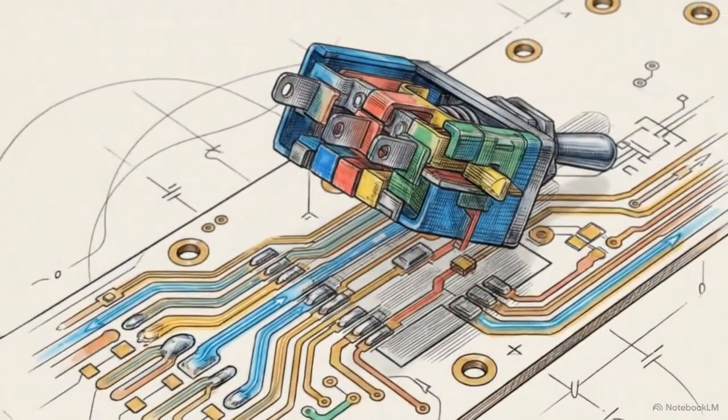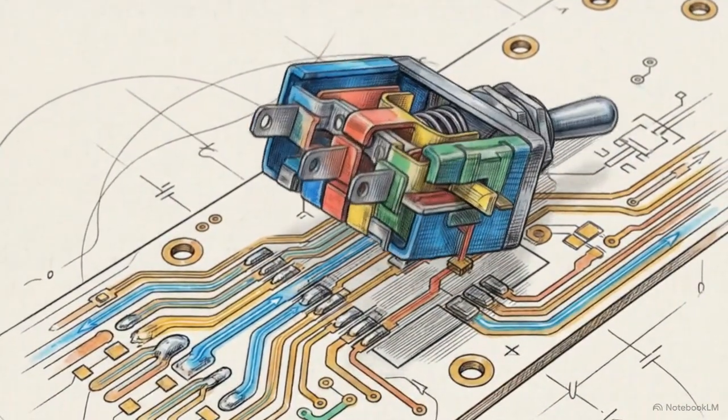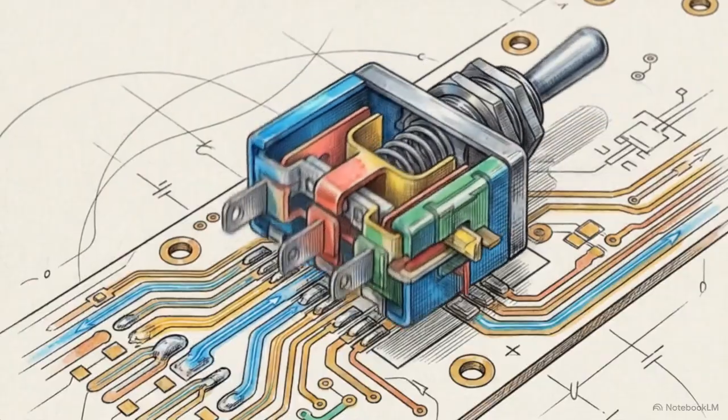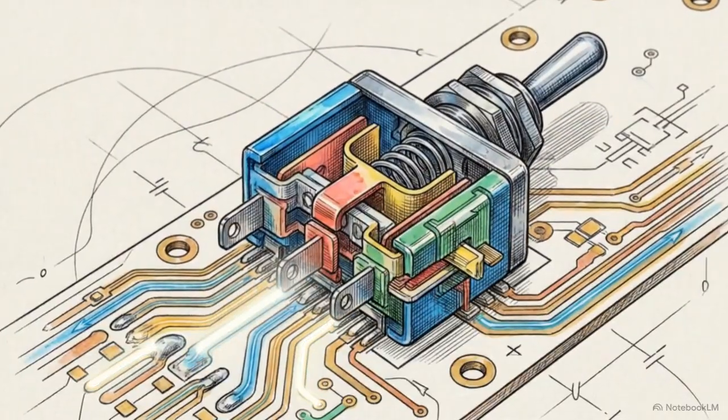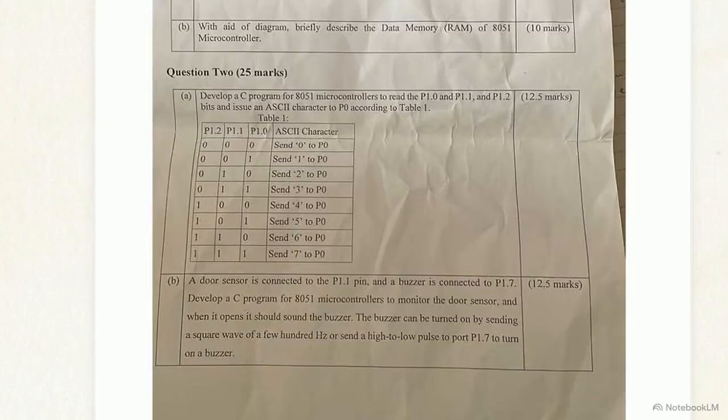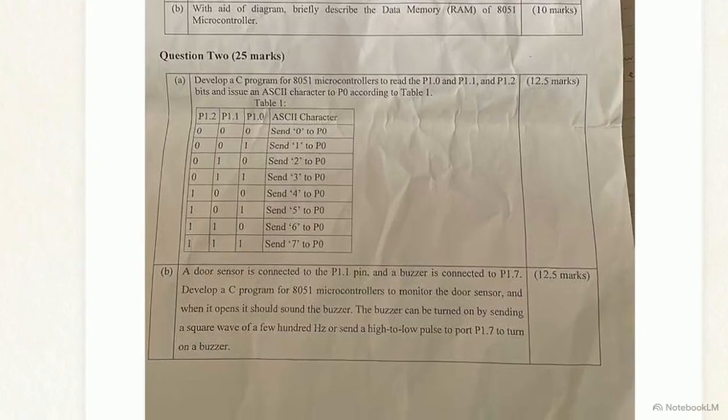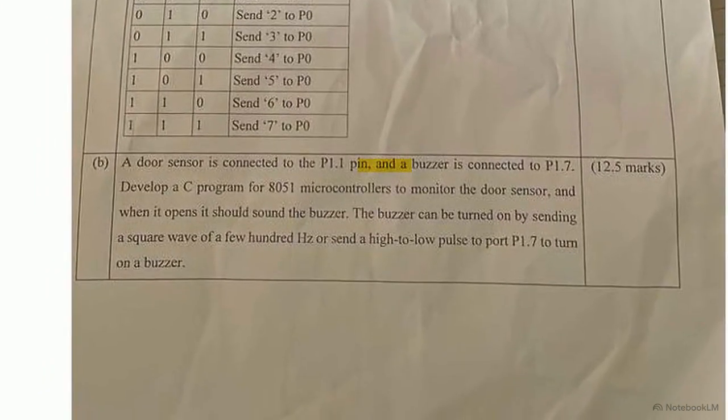Programming a computer usually means moving abstract data around on a screen. But in embedded systems, software has to reach out and manipulate the physical world. This University Embedded Systems exam asks us to write a C program that monitors a door sensor and sounds a buzzer when that door opens. The sensor is wired to pin P1.1. The buzzer, connected to P1.7, requires a continuous square wave to activate.